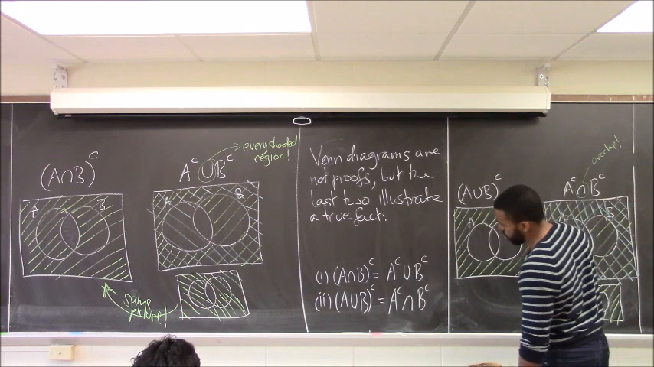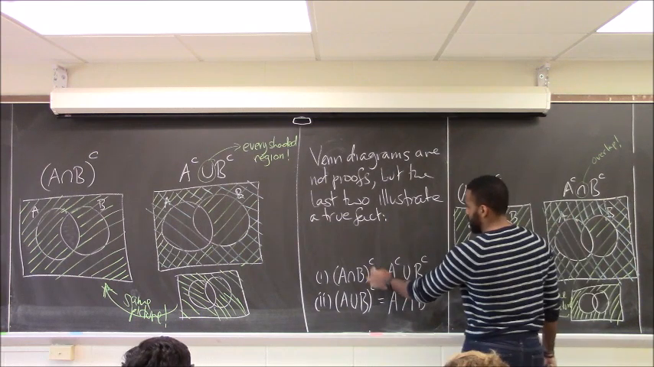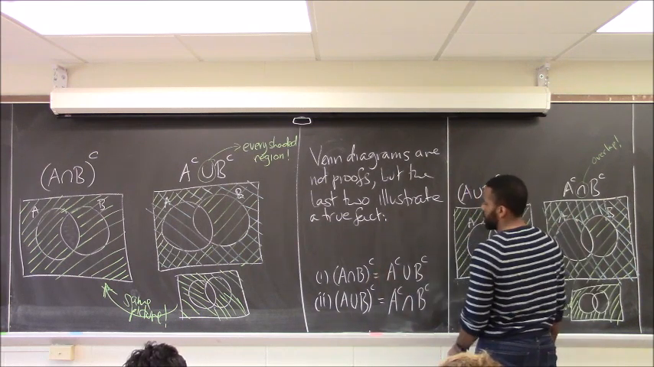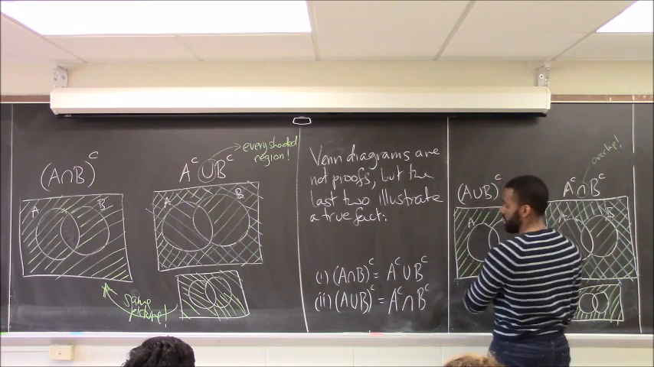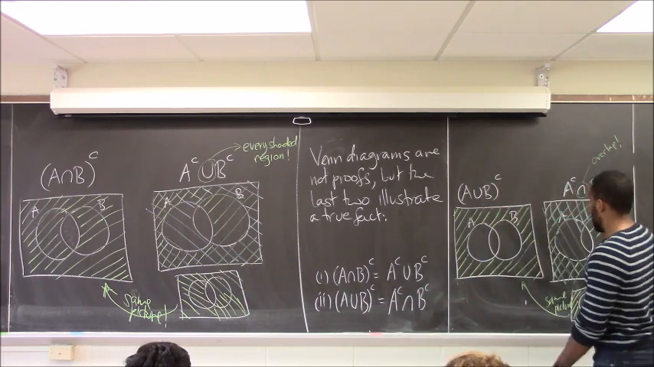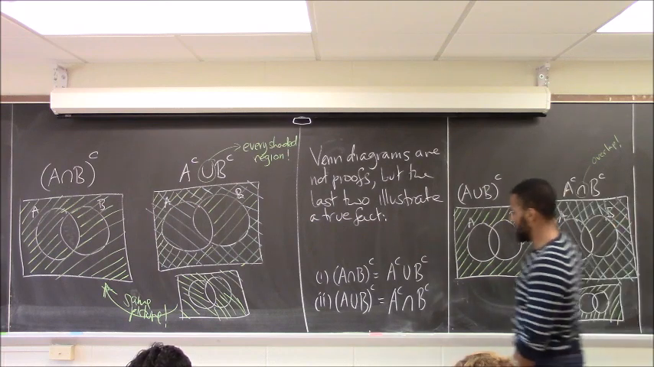And by the way, this works for more than two sets. So if I had an intersection with a big C, then it would be A complement, union B complement, union C complement, and so on and so forth. And these are two very important equations.